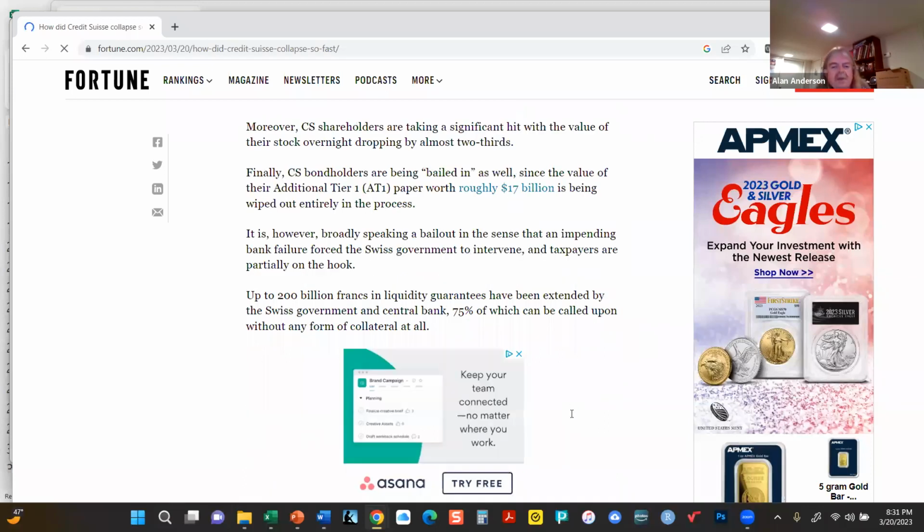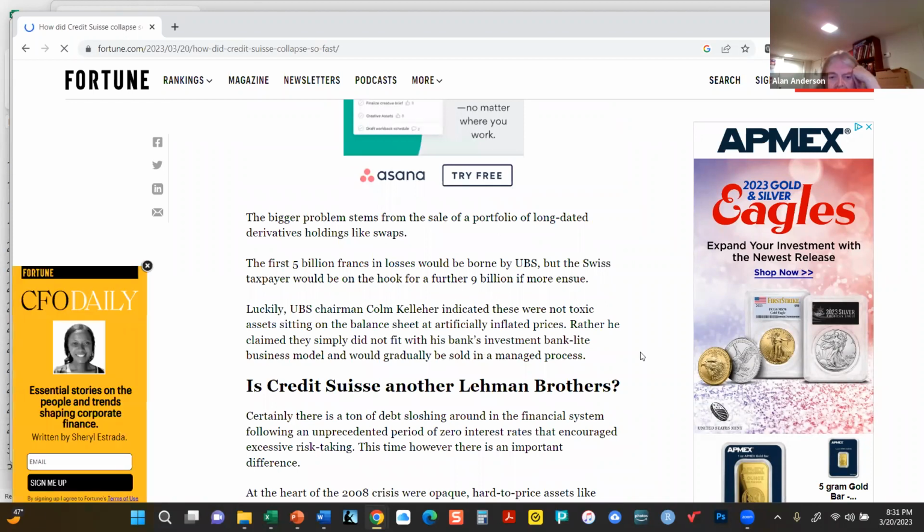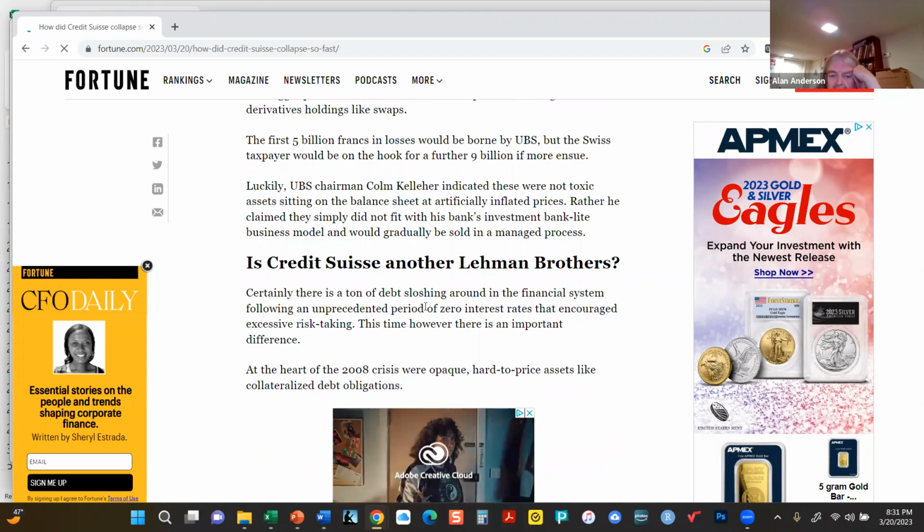It says here that the UBS chairman indicated these were not toxic assets sitting on the balance sheets, which is what was happening during the housing crisis. They would be sold off. So they're starting to blame it on the long period of zero interest rates that encouraged excessive risk taking.